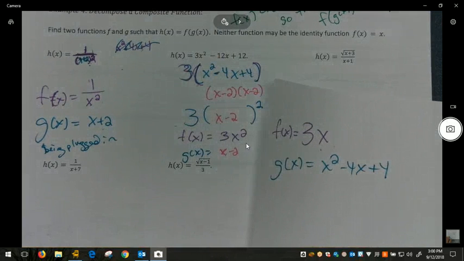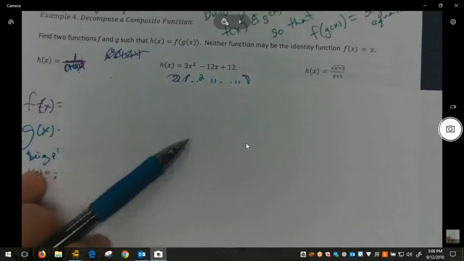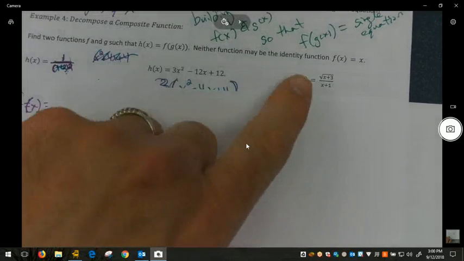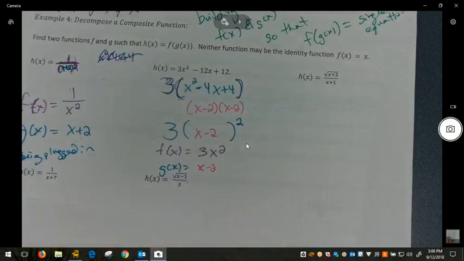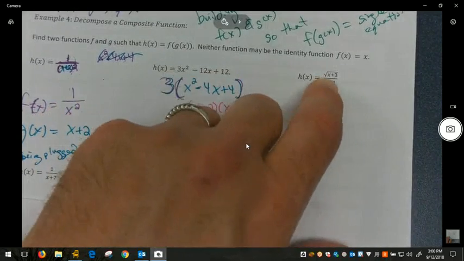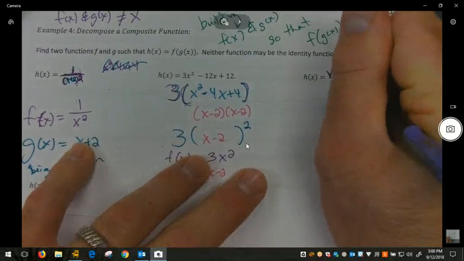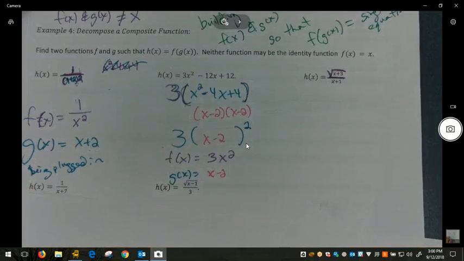So there's more than one answer possible for some of these, but you always want to go back to plugging it in to make sure it works, that you didn't mix it up somehow. In this next function, h of x is the square root of 3 over x plus 1. So I see a couple things. This is tricky because there's a binomial in the numerator and a binomial in the denominator. But my two major operators are square root and division.